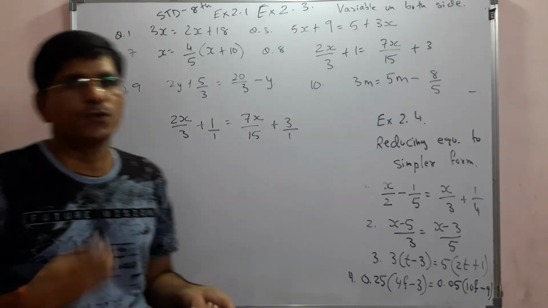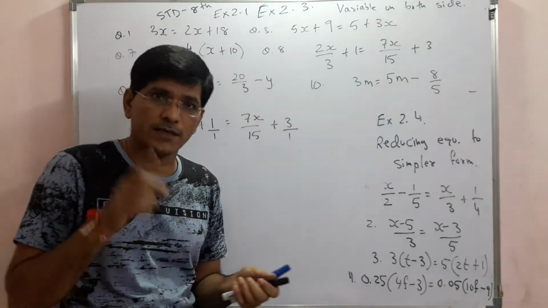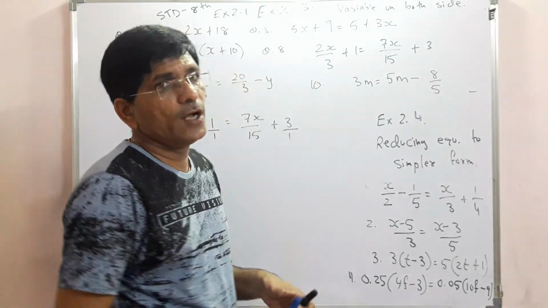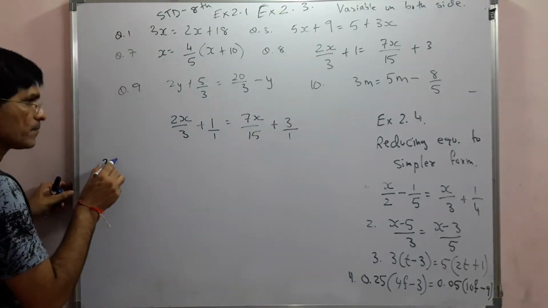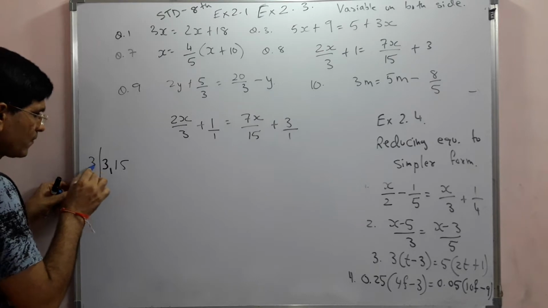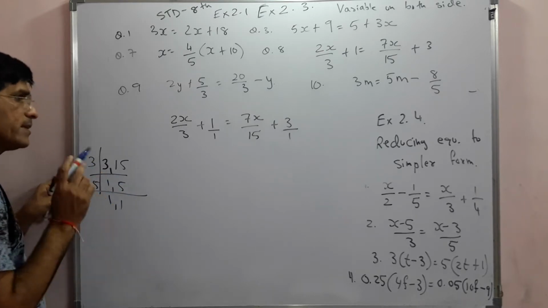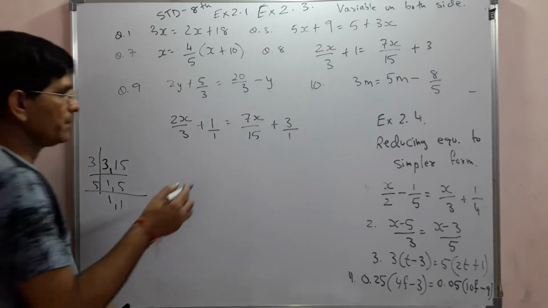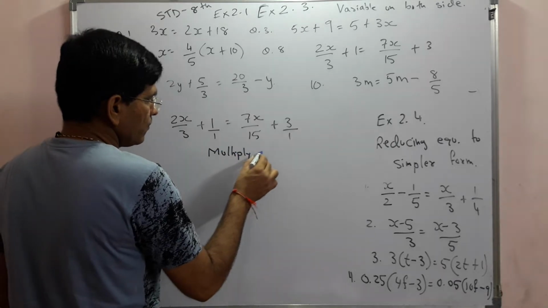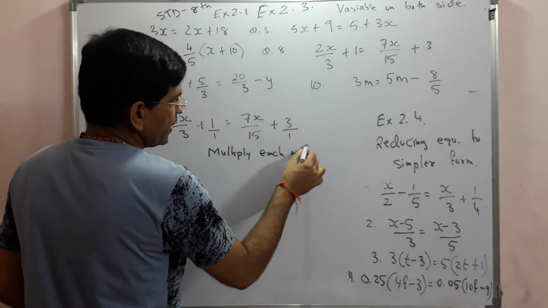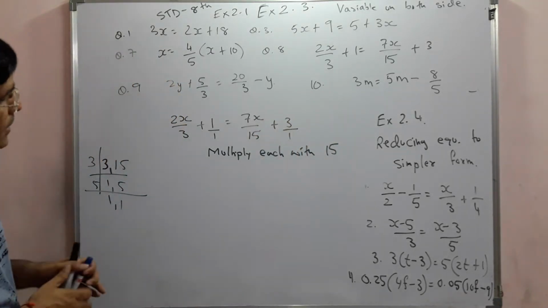Now I am asking you, what is the LCM of 3 and 15? The LCM is 15. So today we can understand how to find the LCM. 3 and 15. Start from 3. 5 3s are 15. So multiply each term with 15. That is an easy concept. It is a new concept. Multiply each term with 15.